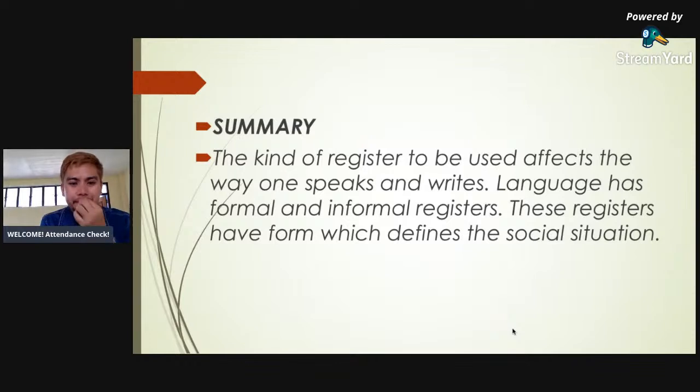Ang bilis natin. Now for summary, the kind of register to be used affects the way one speaks and writes. Language has formal and informal registers. These registers have form which define the social situation. All right. So as what I've said earlier, magkakaiba how we speak and how we write, and magkakaiba depending to the context and depending to the people we meet.